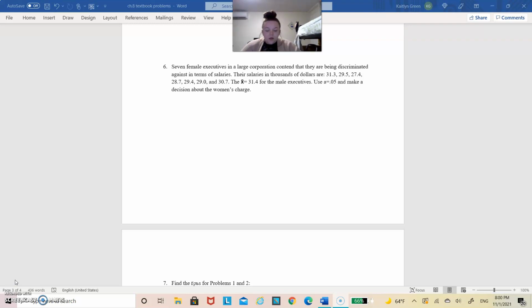We now need to find t-critical, and since we're doing t-scores, we're going to be on table 7, and I find that t-critical to be 1.943. And the absolute value of t-calculated is greater than 1.943. So our decision is going to be to reject the null hypothesis and accept H1, which means that the women are correct and that they are receiving significantly lower average salary than the males in that company. Therefore they are correct in that they're being discriminated against.